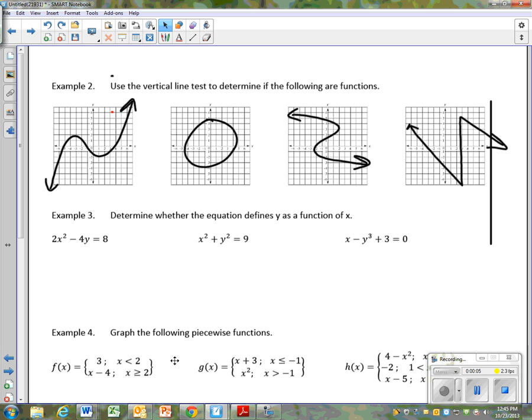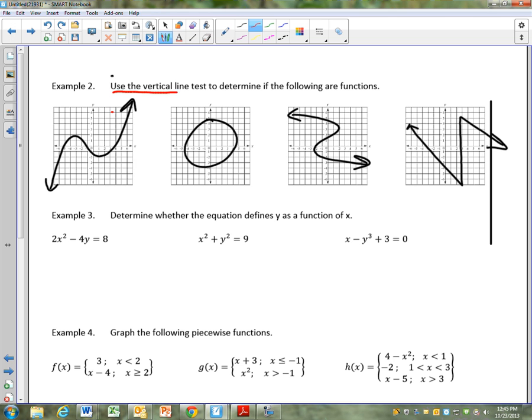Okay, here we go. Today we want to determine if things are functions, and we also want to learn how to graph piecewise functions. The first part is very much review, and it says use the vertical line test to determine if the following are functions. What does the vertical line test say?